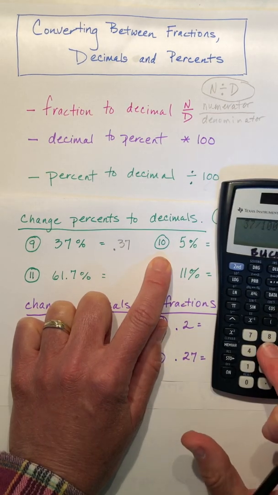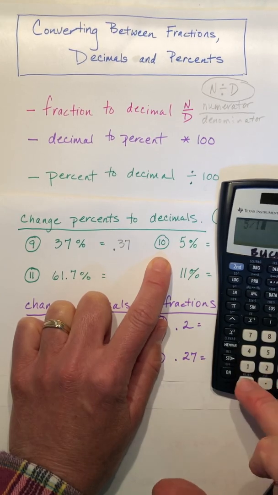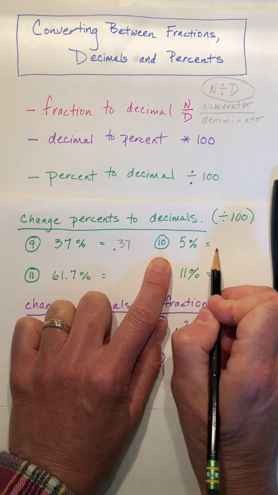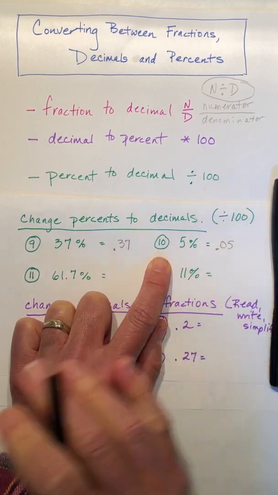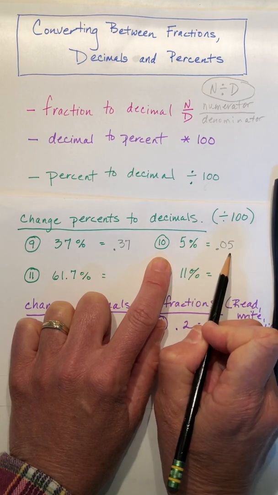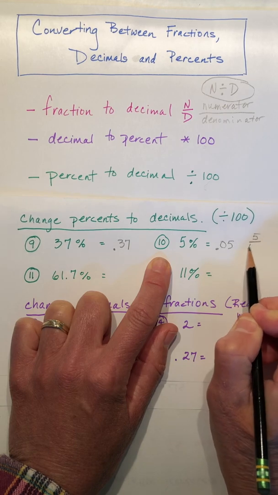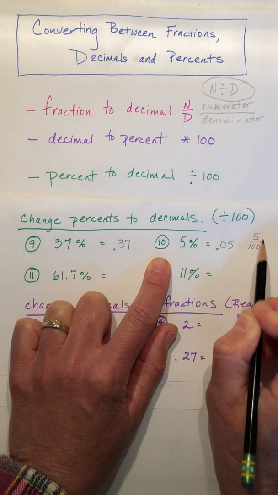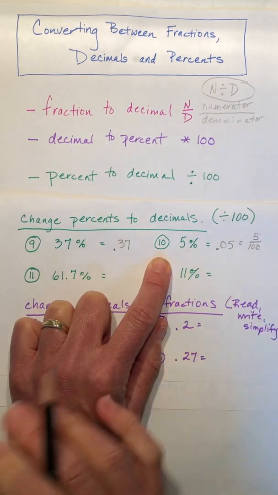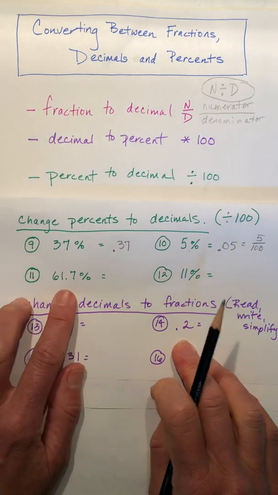Let's try 5%. So I'm taking the 5, and to convert that to a decimal, I divide by 100, and I end up with 0.05. And that's what 5% means. It means 5 hundredths of something. I could even write that as a fraction, 5 hundredths. These all mean exactly the same thing. I would need to simplify that, but we'll get to that in a minute.